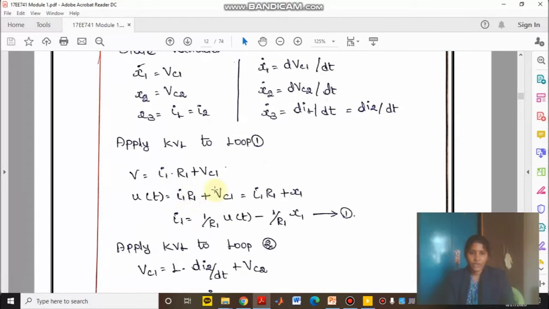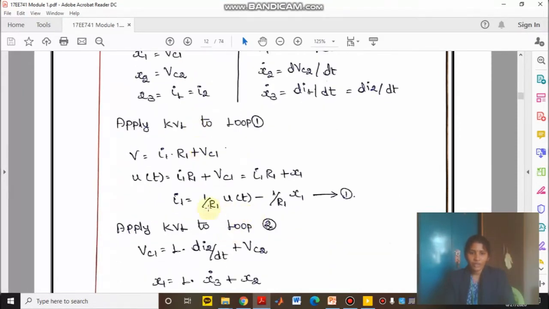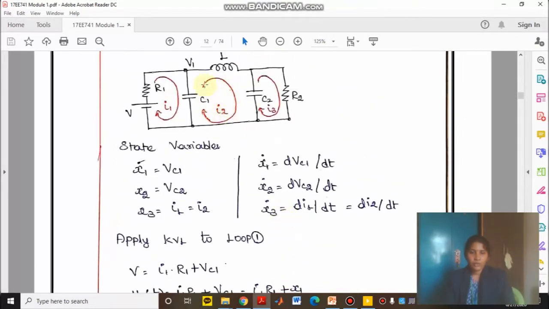So I1 into R1 plus VC1. VC1 is your physical parameter, so replace it with your state variable, X1. Once all these physical variables are replaced with state variables, you are going to get an equation. You are going to identify the current I1, because I1 is the unknown current. After identifying the current, apply KVL to loop 2. To this particular loop, you should apply a KVL.